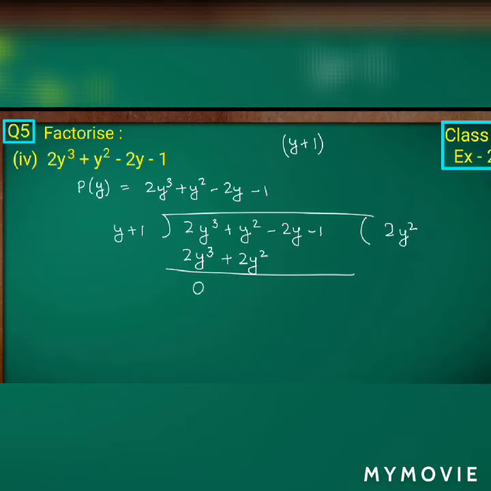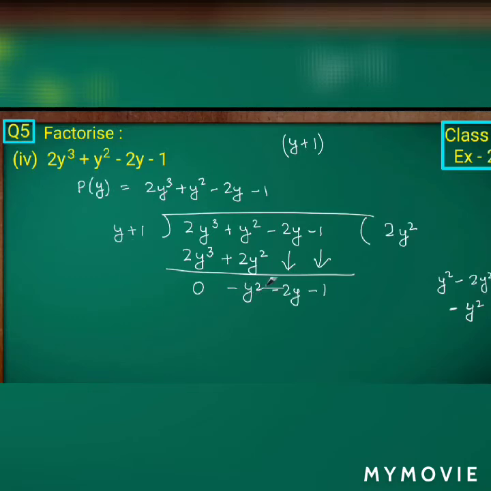So plus y square minus 2y square gives minus y square, isn't it? Since we are doing subtraction, y square minus 2y square will give minus y square. Next, I'll take down the next terms, that is minus 2y minus 1.